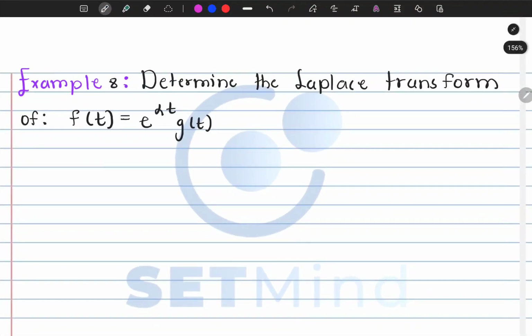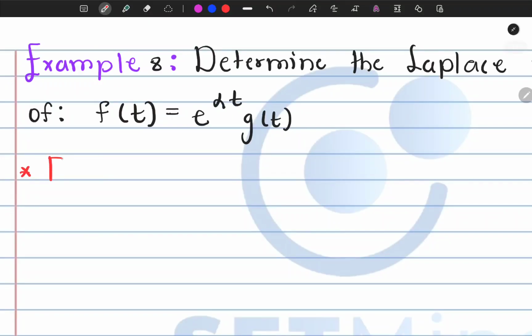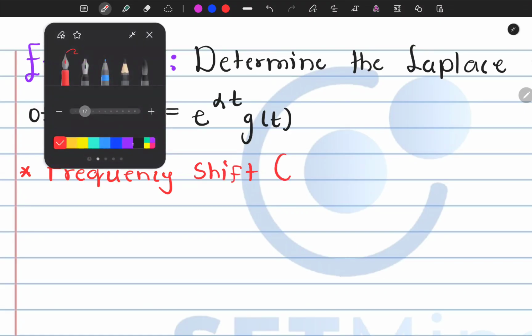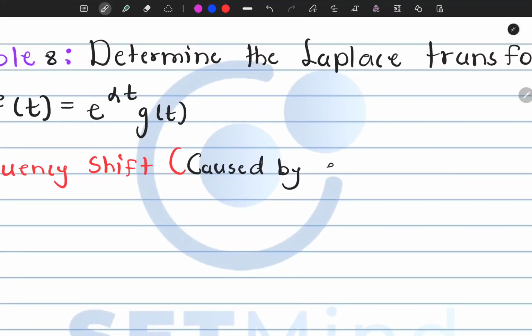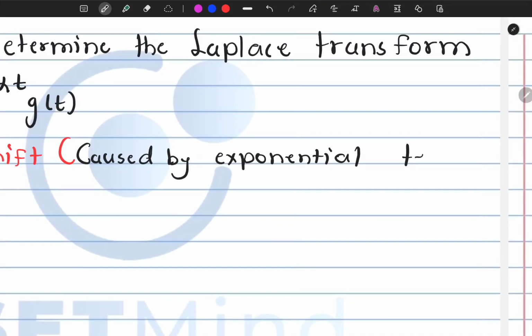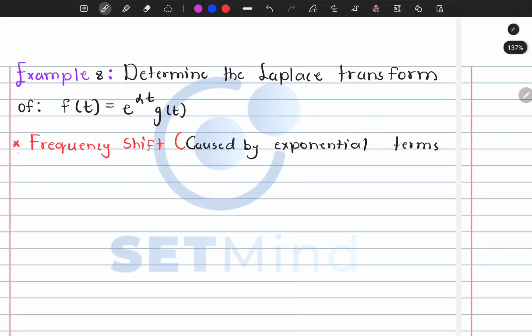For our example 8, we have an interesting looking problem where we have e to the alpha t multiplying g of t, and we are expected to do the Laplace transform. What I want you to understand out of this example is what we call a frequency shift. A frequency shift is caused by exponential terms in the time domain.